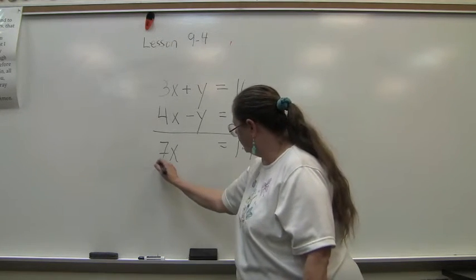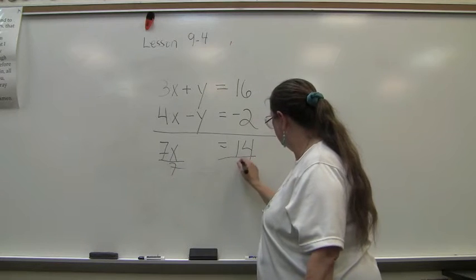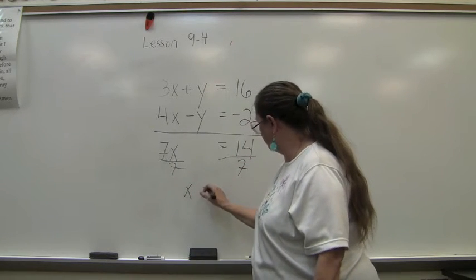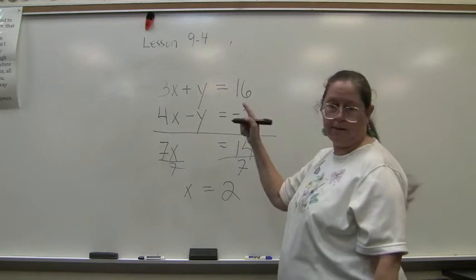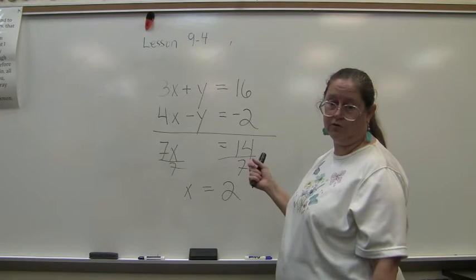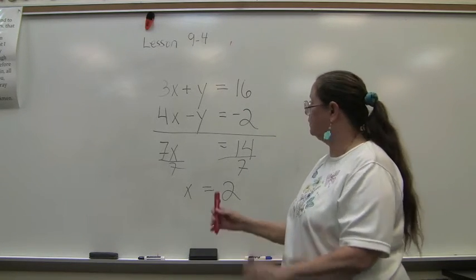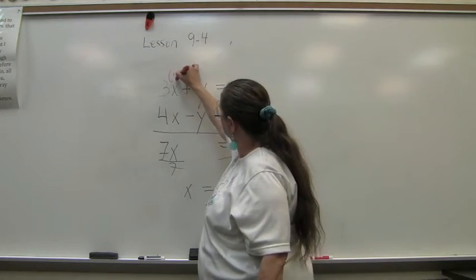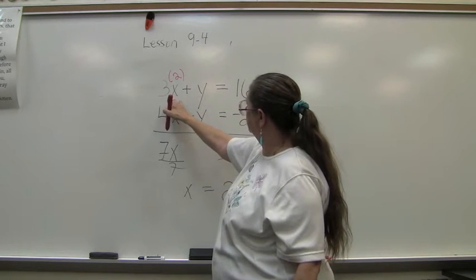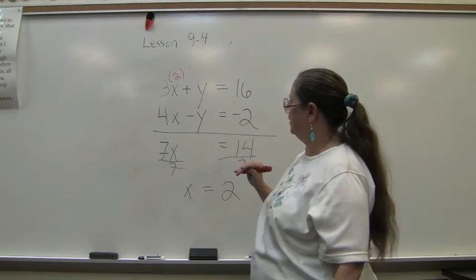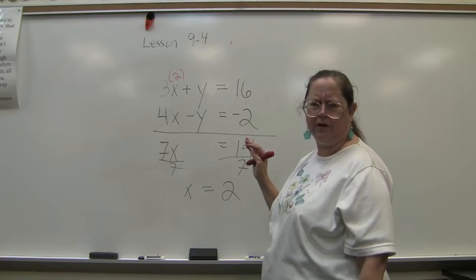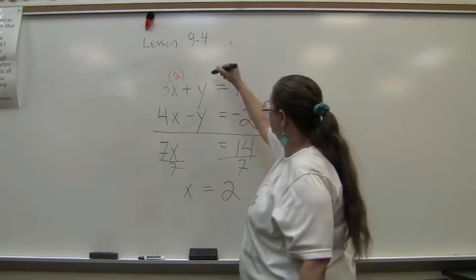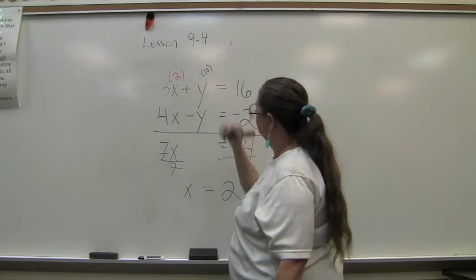Divide both sides by 7. Then I get x equals 2. Go back up, choose one of my equations, doesn't matter which one. Put the 2 in for x. And let's see, we get 6 plus something equals 16. Has to be 10. All right, so my y value when we calculate it has to be 10.